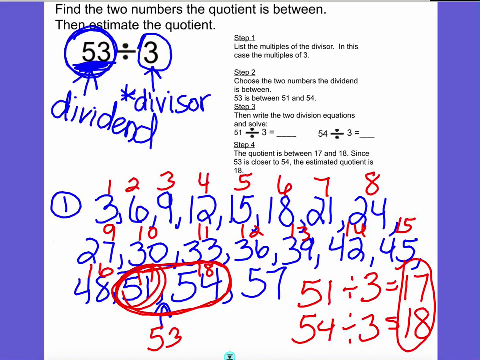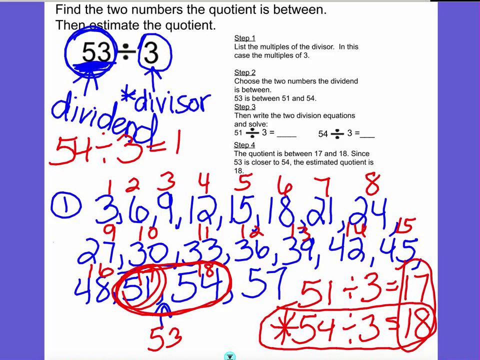But since 53 is closer to 54, 53 is closer to this one, I'm going to say that the estimated quotient is this one. This one's closer. So estimating the quotient is now saying that 54 divided by 3 equals 18. So the answer to 53 divided by 3 is about 18.